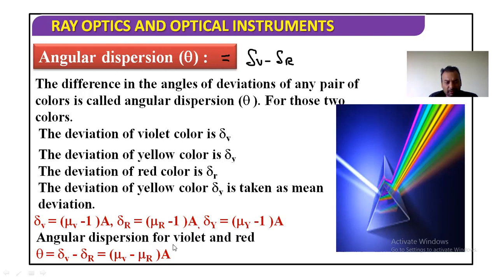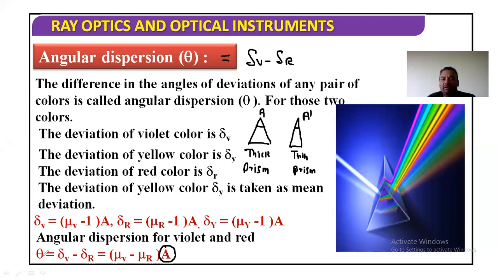Now, what is the moral of the story? If we have a very thin prism, the angle of prism is also very small. Let me show you. If there is a thick prism, then the angle of prism will be larger, this angle A. But if it is a thin prism, this angle will be smaller. Suppose this angle is A dash. This is a thin prism and this is a thick prism. So in a thick prism the angle of prism is larger, and in a thin prism the angle of prism is smaller. So for a thin prism, theta will also be smaller, meaning angular dispersion will be smaller for a thin prism. But for a thick prism, angular dispersion will be larger, meaning theta will be larger. Note this down.